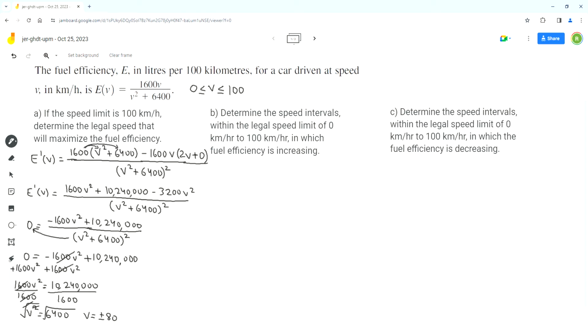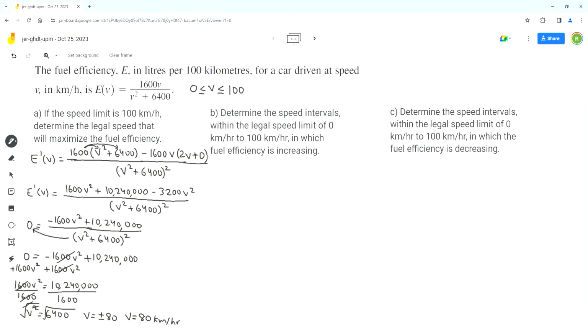But v cannot be a negative number because we only have to analyze the v values between 0 and 100, so the valid answer will be just positive 80. And the unit will be kilometers per hour. Now we have to find the maximum fuel efficiency. So for that, we'll analyze the three v values and calculate the efficiency values for these three speeds.